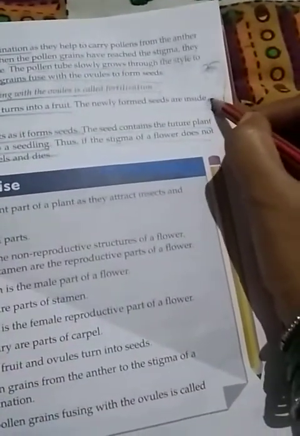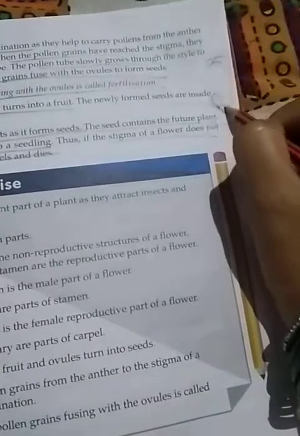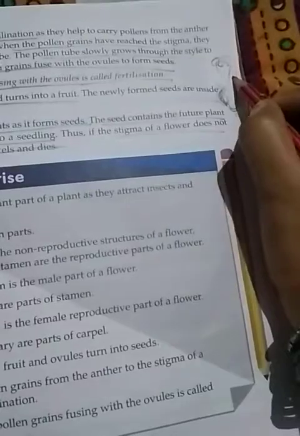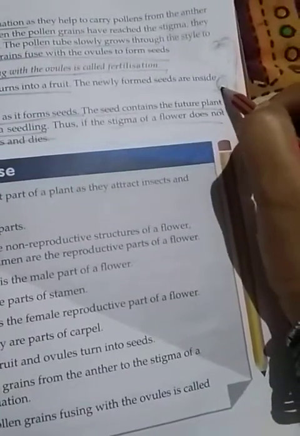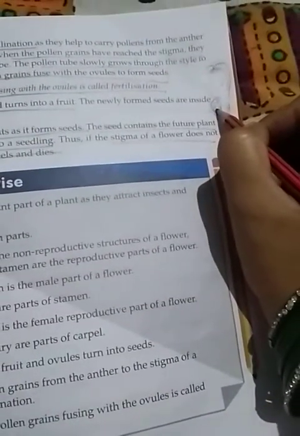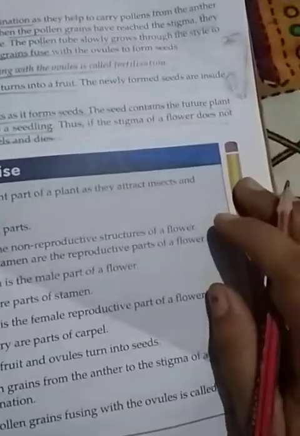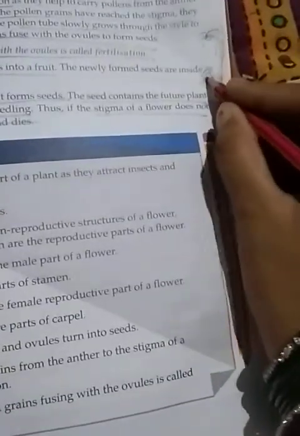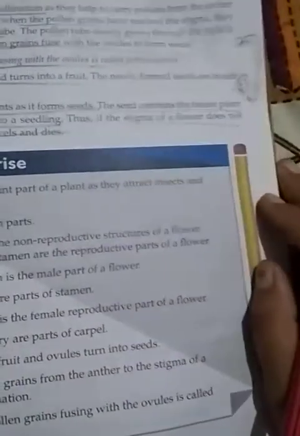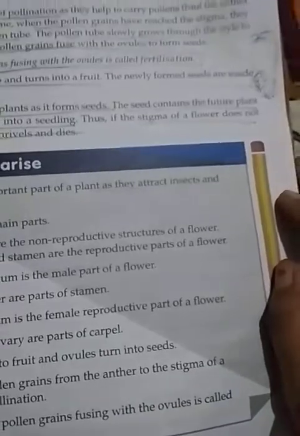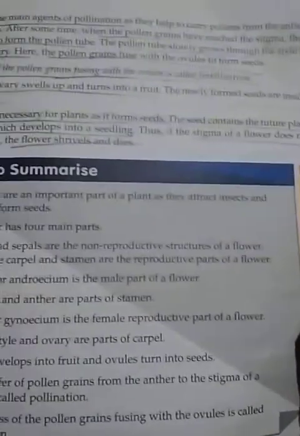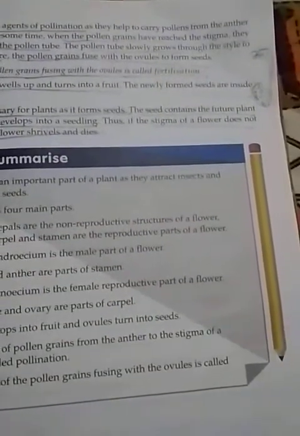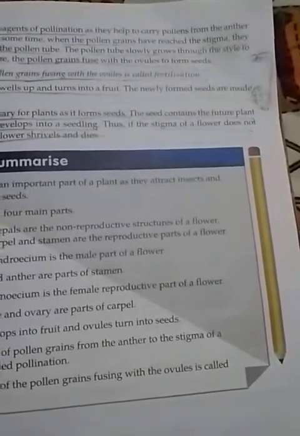And in this ovary, it will fertilize. It will fuse with the ovules. Here ovules are already present. This pollen will come and fuse with the ovules. This process is known as fertilization. When the pollen grain fuses with the ovules, this process is known as fertilization. Then what happens? The ovary will swell up and form a fruit. And some seeds will also be present inside the fruit.